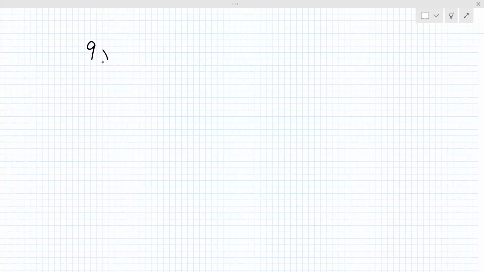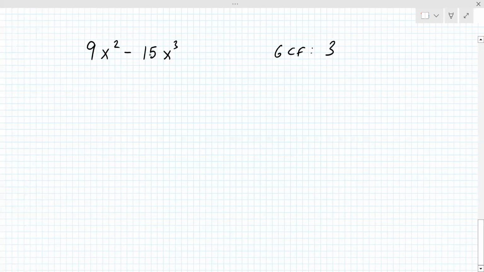Let me give you one to try here. Make it a little bit easier here. 9x squared minus 15x cubed. So what is the GCF? 3. Okay, that's part of it. That takes care of the number part. So it is x, but to what power? Basically, you're looking at the 2 powers.